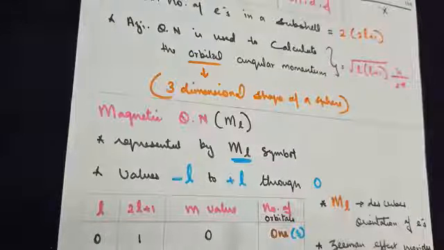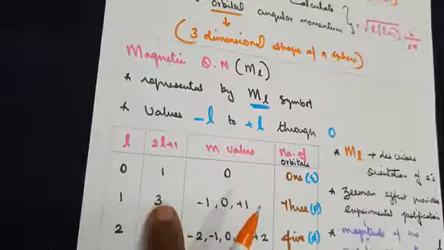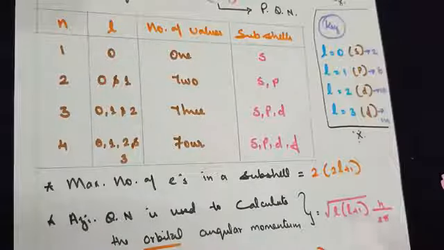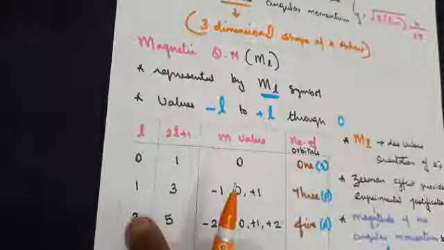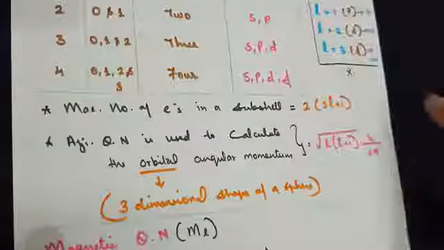How do we say p orbital? If l equals 1, you will get the number of orbitals as 3. So remember here, 3 orbitals, each orbital can have 2. So together how many electrons can you have? 6 electrons. If l equals 2, how many orbitals are available? 5 orbitals. If it is 5, how many electrons can it contain? 10 electrons it can contain.